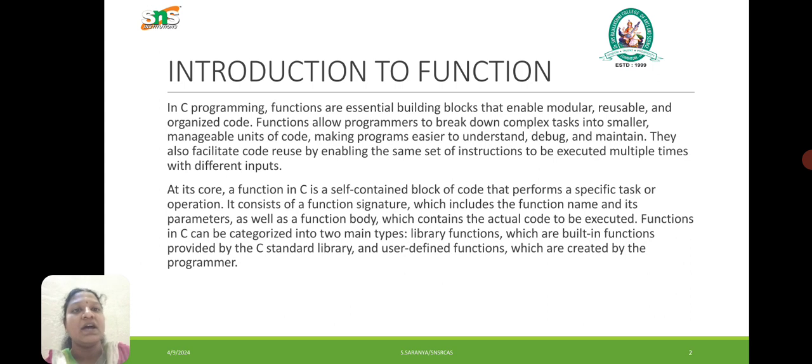different inputs. At its core, a function in C is a self-contained block of code that performs a specific task or operation. It consists of a function signature, which includes the function name and its parameters, as well as a function body, which contains the actual code to be executed. Functions in C can be categorized into two main types: library functions, which are built-in functions provided by the C standard library, and user-defined functions, which are created by the programmer.